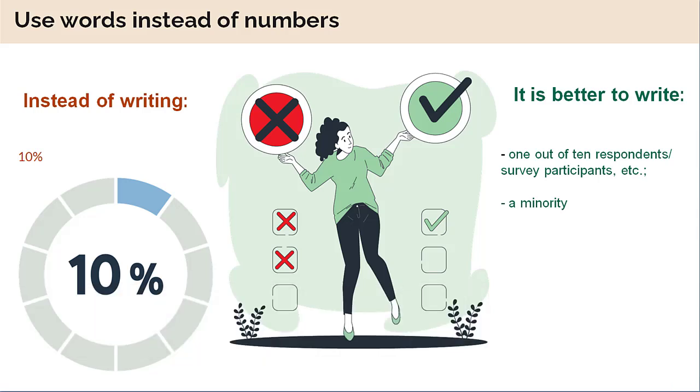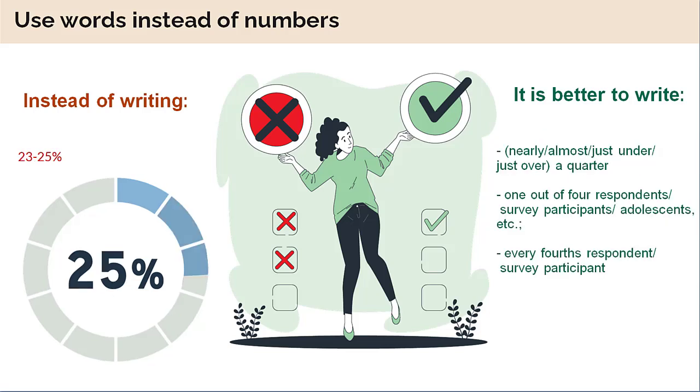So for instance, instead of writing 10%, you can say 1 out of 10 respondents or survey participants, or in this case also a minority. Instead of writing 23-24%, and on IELTS you will see a lot of approximations. It will not necessarily be 25%, but just around 25%. This is usually done on purpose to give you an opportunity to express linguistically exactly this idea, just over or just under or nearly or almost 25%. So please don't miss this opportunity.